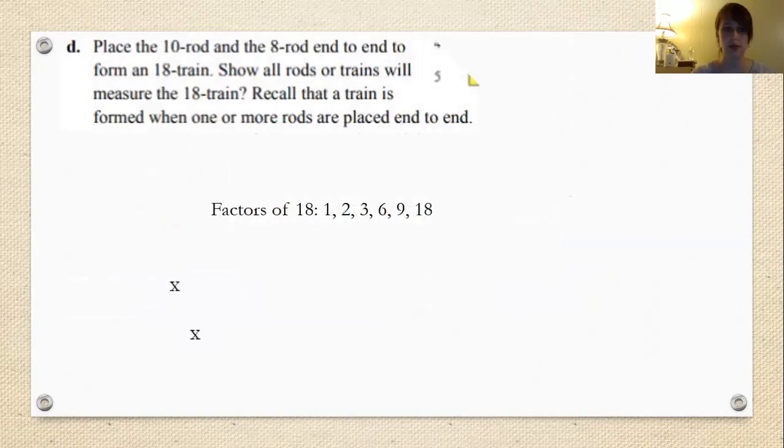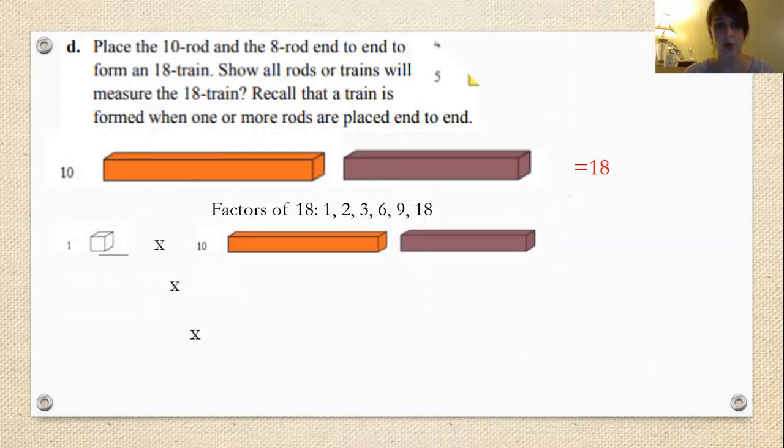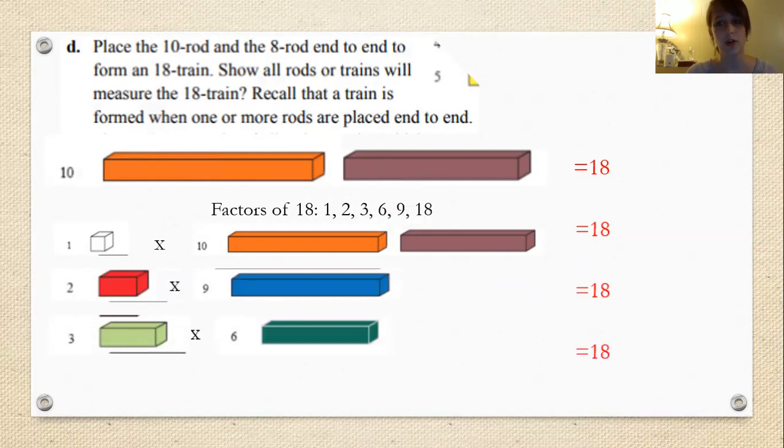Now this one shows that you put the 10 rod and the 8 rod together to make the 18 train, which I show here in my visuals. 10 plus 8 is 18 with using the rods. And then you can show all the factors of 18. 1 times 18, I'm sorry. 1 times 18 equals 18. 2 times 9 equals 18. And 3 times 6 equals 18. This is showing multiplication, so I guess it will be more 3rd or 4th grade.